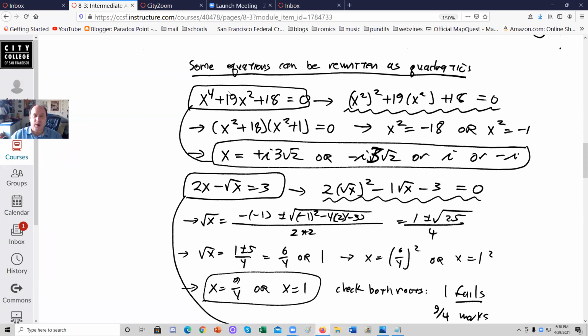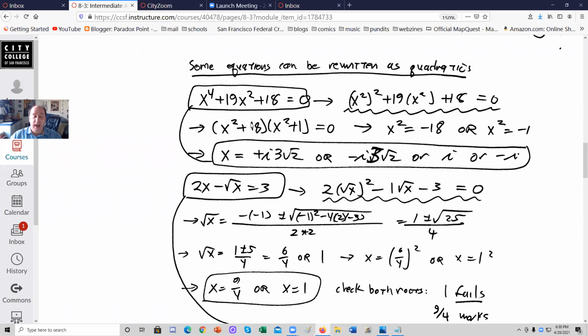Okay, anyhow. So this, however, looks like a quartic, but really it's a quadratic in disguise, because this x to the fourth is the square of x squared. The x squared is just what it is. So you can think of it as x squared squared plus 19x squared plus 18 equals 0. Now this factors into x squared plus 18 times x squared plus 1 equals 0.